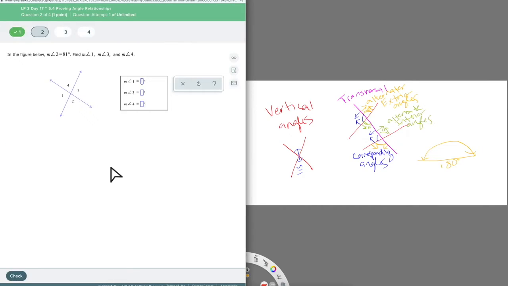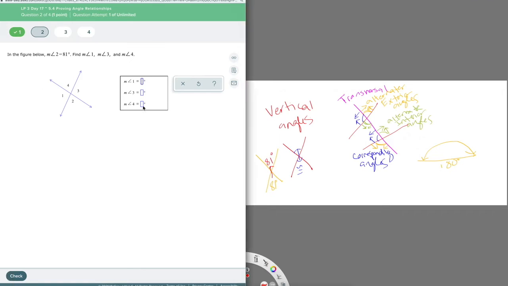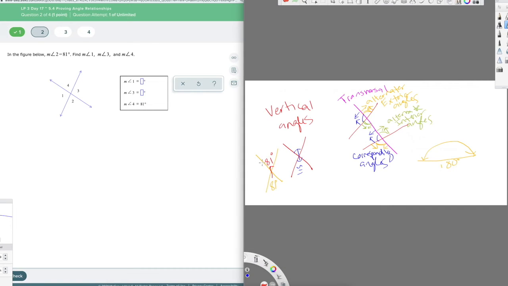So with this guy, what we want to do is take a look at what we are given. So in the figure below, we have angle 2 is 81 degrees. And then they want us to go through and find the measures of the other angles. So if I'm looking at this one, I can use vertical angles, and I can go across. So this guy is also going to be 81 degrees. So I know angle 4 is 81 degrees. And then I can use a linear pair here, and it doesn't really matter which one I do, but I can say these guys have to add up to 180 degrees.